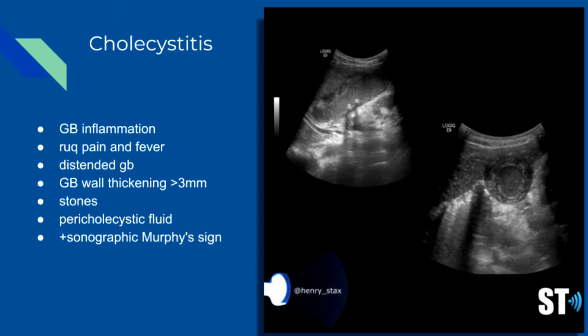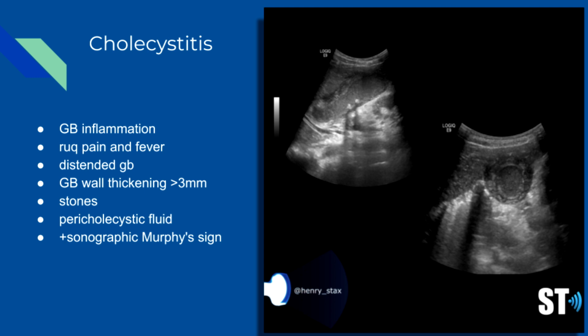Okay, moving on to cholecystitis. Sudden onset of gallbladder inflammation is a common surgical emergency. The most common cause of cholecystitis is a gallstone in the neck or cystic duct. Cholecystitis is gallbladder inflammation. The patient can present with right upper quadrant pain and fever. So fever is kind of give or take. They'll have a distended gallbladder. The gallbladder wall thickness will be greater than 3 millimeters.